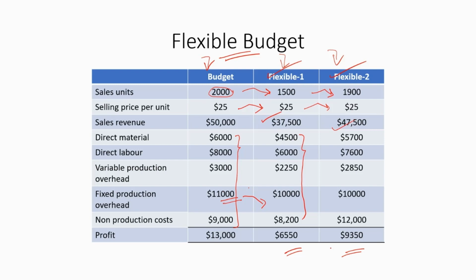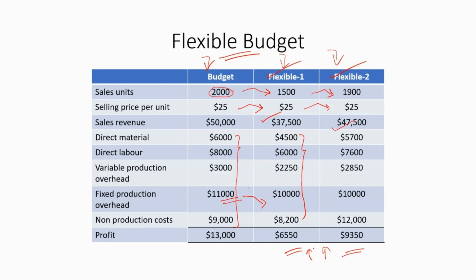Why do management accountants prepare flexible budgets? This is because they can observe what will happen to the sales revenue and each cost element when the sales units change. And ultimately, they can observe what will happen to the profit figures under each flexible budget.